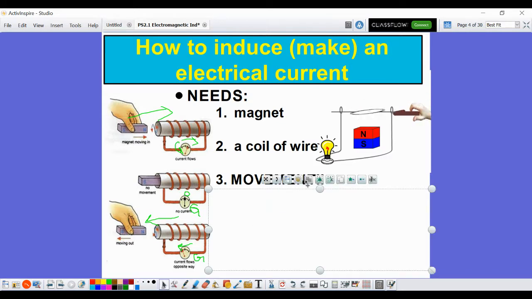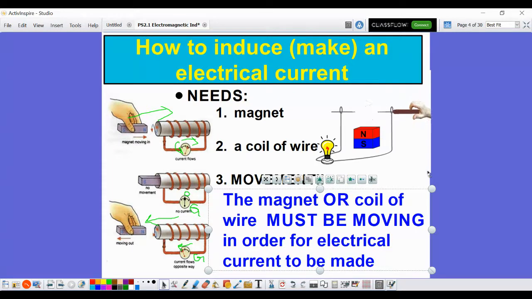So what you are putting in that box is this: the magnet or coil of wire must be moving in order for electrical current to be made. And there may not be a box, but you're filling in that information right below what it has to have. So when I talk about movement, keep in mind that it doesn't just have to be a magnet moving back and forth inside of a coil. It could be the coil itself being moved around this magnetic field that is produced, okay? That magnetic field, while there is movement going through that copper coil of wire, allows electrical current to be able to flow into this light bulb. So that's really, really, really important to keep in mind, okay?